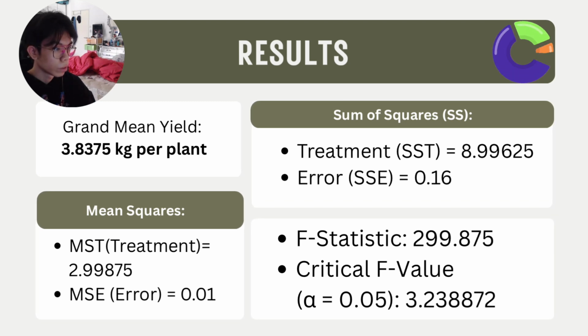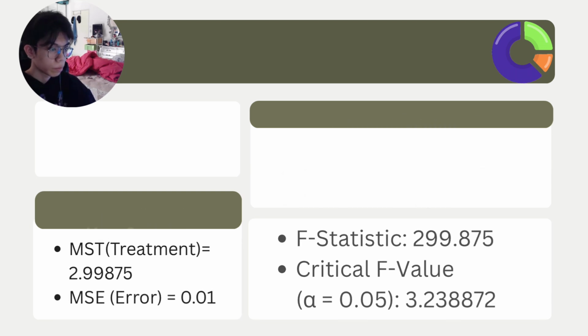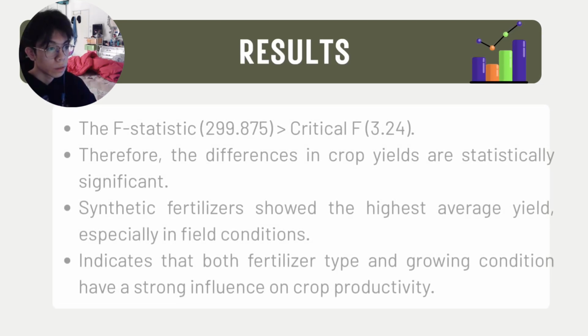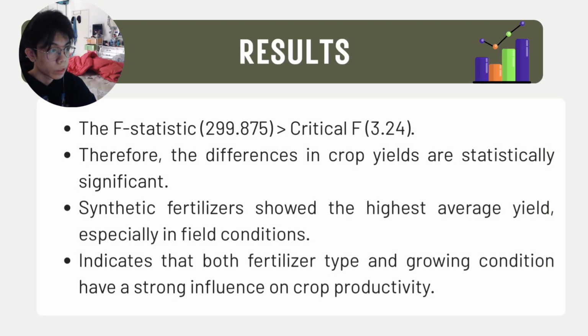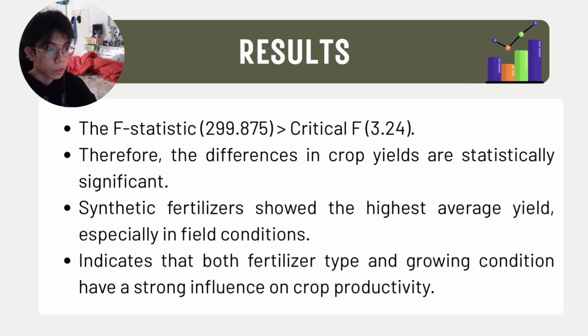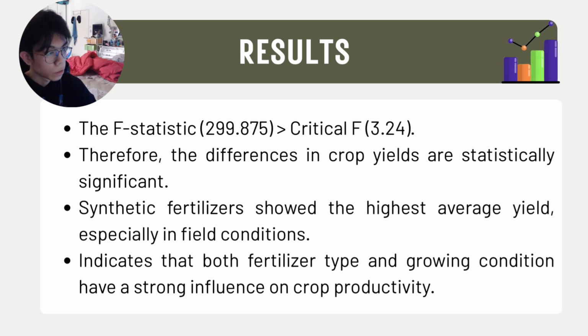The critical F value is 3.238872. So as you can see, the F statistic is much greater than the critical F, where the F statistic is 299.875, whereas the critical F is 3.24. This means that the fertilizer type and the growing condition significantly affect crop yield. Therefore, the differences in crop yields are statistically significant.